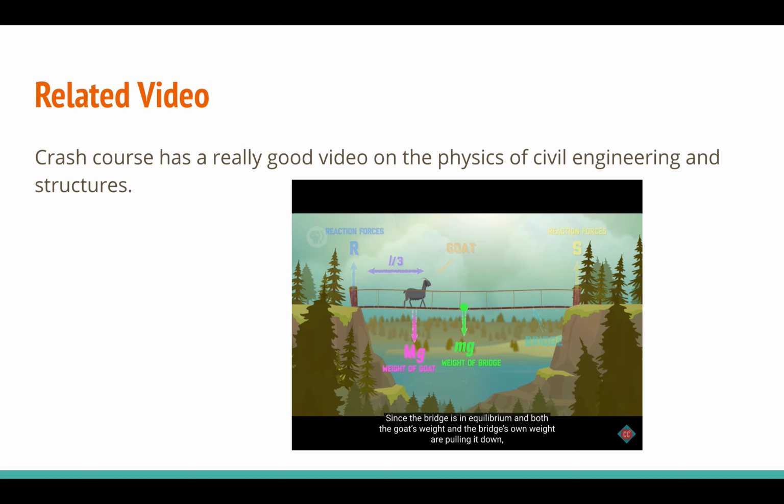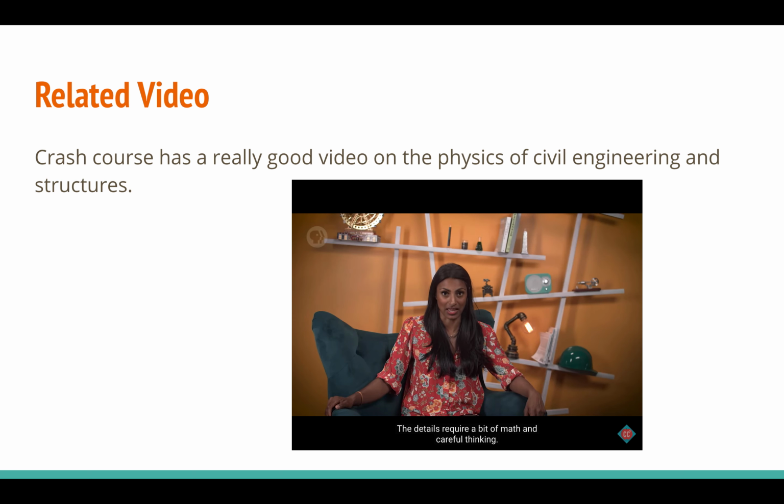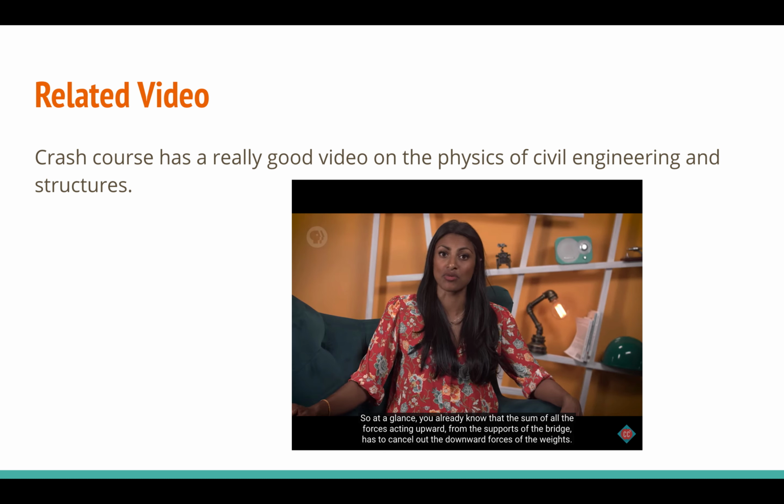Since the bridge is in equilibrium and both the goat's weight and the bridge's own weight are pulling it down, there must be some force counteracting this to stop the bridge from dropping into the river. In this case, you would use static equilibrium to calculate the force each of the supports have to apply to the bridge to hold it up. The details require a bit of math and careful thinking, but the basic idea is, if you add the contributions of all the forces in each direction, being careful to give opposing forces different signs in your equations, everything should balance out to zero. So at a glance, you already know that the sum of all the forces acting upward from the supports of the bridge has to cancel out the downward forces of the weights.